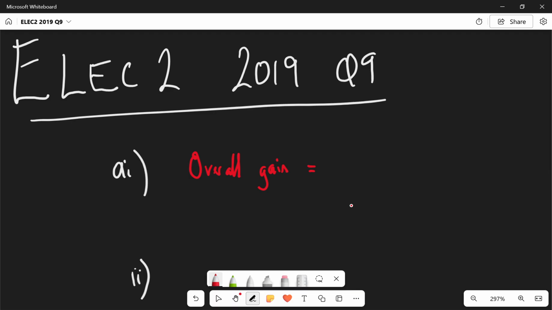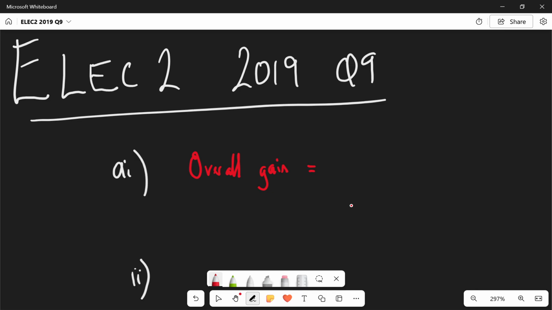Amplifier X and Y both have a gain of plus 30 decibels. The optical fiber link has an attenuation of 2 decibels per kilometer and is 25 kilometers long. At the transmitter, the input power is 2.5 milliwatts. Calculate, for number 1, the overall gain of the system in decibels.